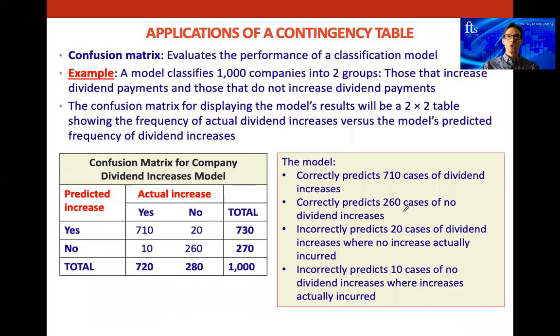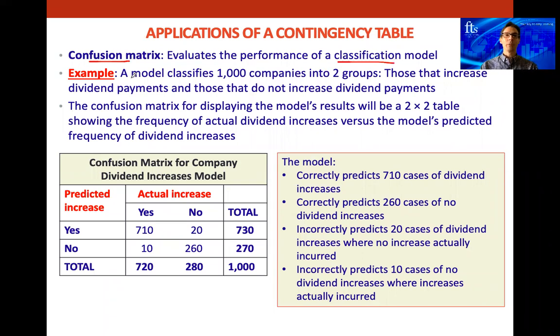Great. So the last thing we need to look at in this class is the applications of a contingency table. And the first thing we can use it for is a confusion matrix. And hopefully we're not going to get too confused by this, but only kidding, it's not so bad. So what this does, it evaluates the performance of a classification model.